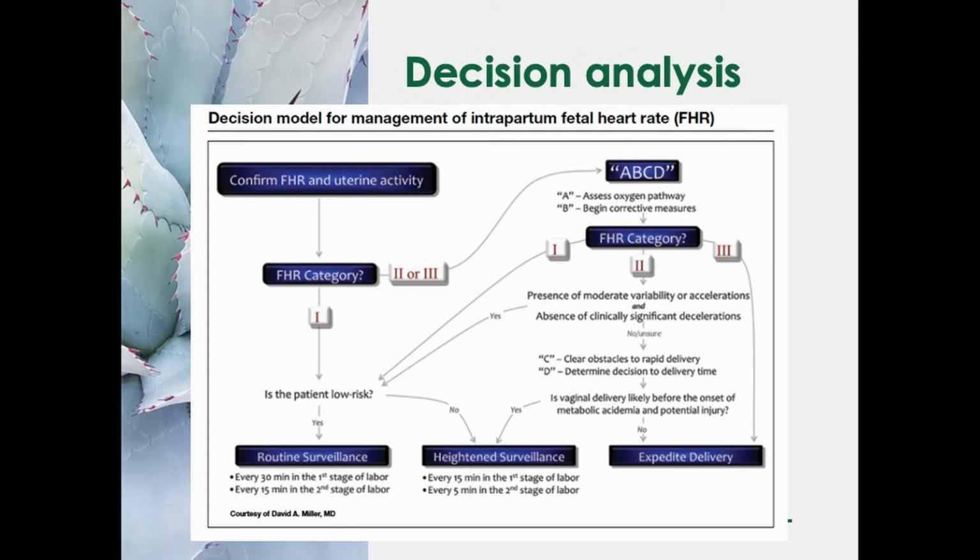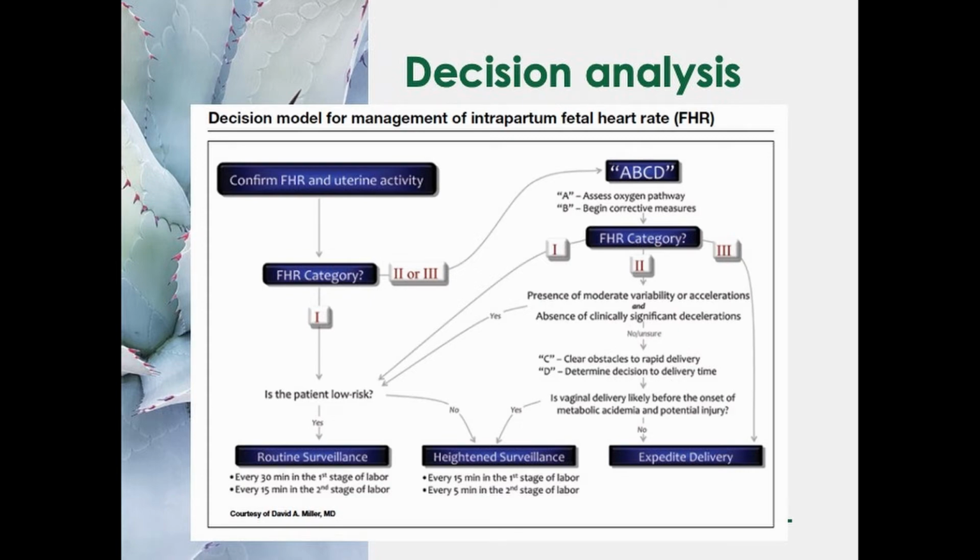If we can't reassure ourselves that things are okay and we're okay to continue this labor, then we're going to move to C, clear obstacles to rapid delivery. So if that means the patient's complete and +1, we're going to get ready to perform a vacuum delivery, right?